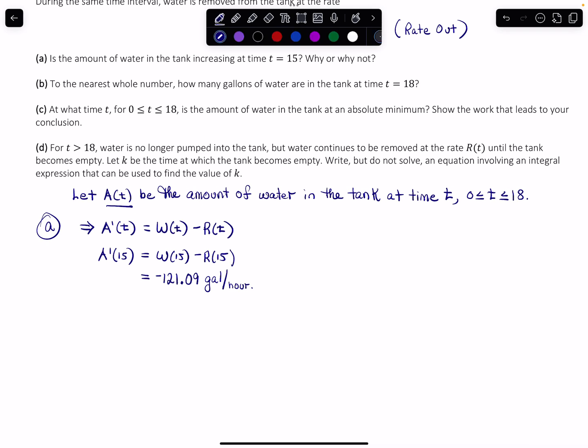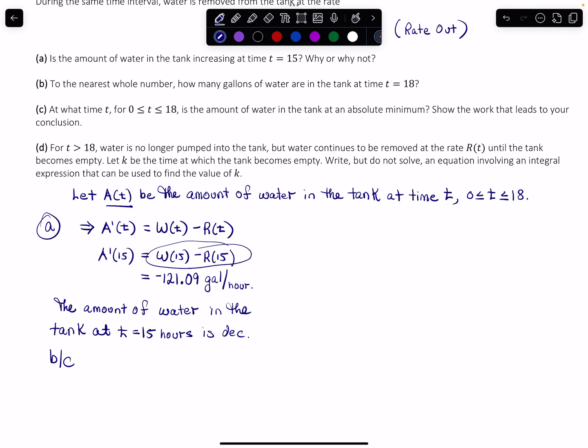So I would say the amount of water in the tank at T equals 15 hours is decreasing because this quantity is negative. Because at time T equals 15, the rate in minus the rate out is negative. You could write is negative or just less than 0.